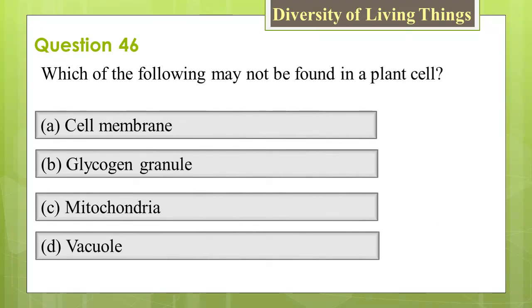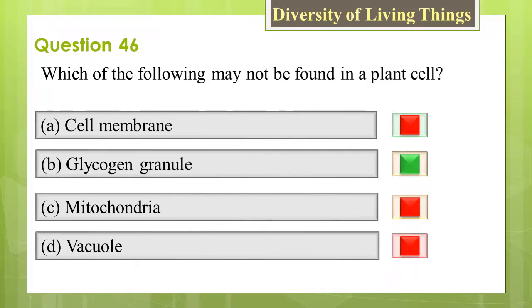Question 46. Which of the following may not be found in a plant cell? A. Cell membrane. B. Glycogen granule. C. Mitochondria. D. Vacuole. Which of the following alternatives is the correct alternative? The correct alternative is B. Glycogen granules.